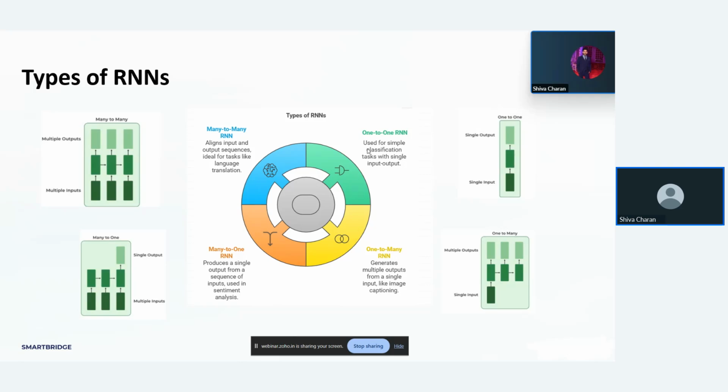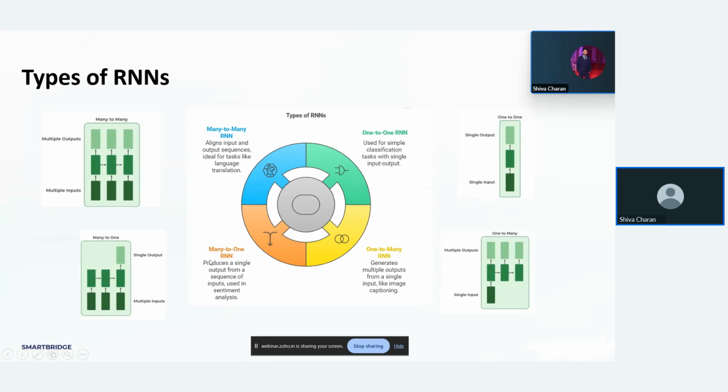What is this one to many RNN? Taking a single input and producing a sequence of outputs. Single input ni teesukoni sequence of output ni generate chestundi. Here the example is taking a single image as input and generating a caption for it. It is taking a single input, correct, but it is producing how many? Multiple next word predictions, right? So it is one to many, okay?